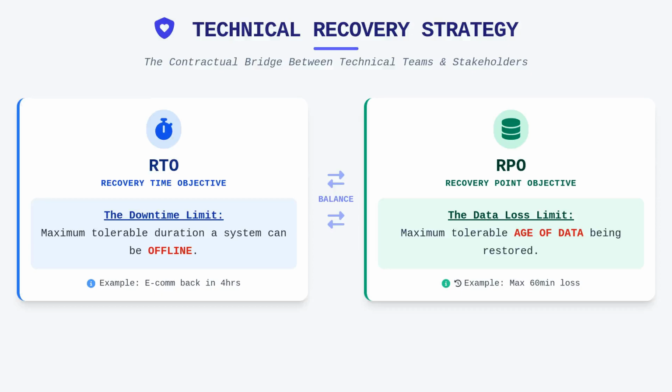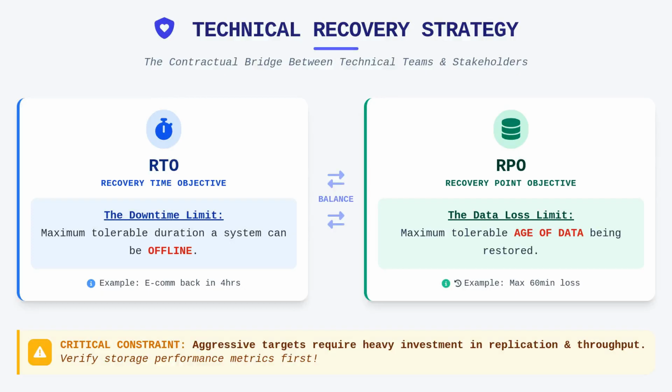When designing these systems, you must consider the technical constraints of your hardware and network throughput, as an aggressive RTO combined with a tight RPO requires significant financial investment in replication technologies. Setting these objectives without verifying the actual performance metrics of your storage systems is a common trap that leads to failed expectations during an actual disaster.